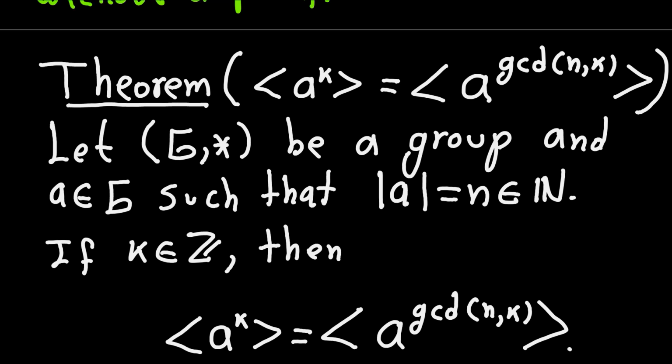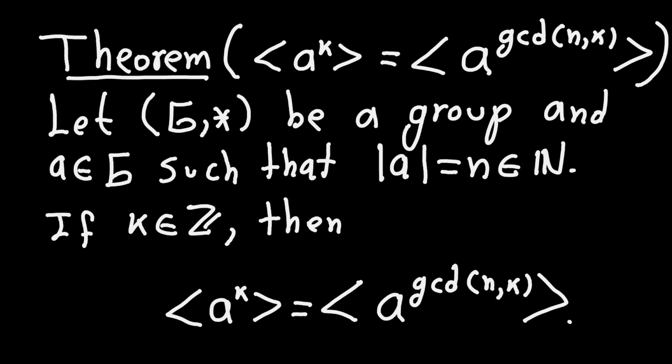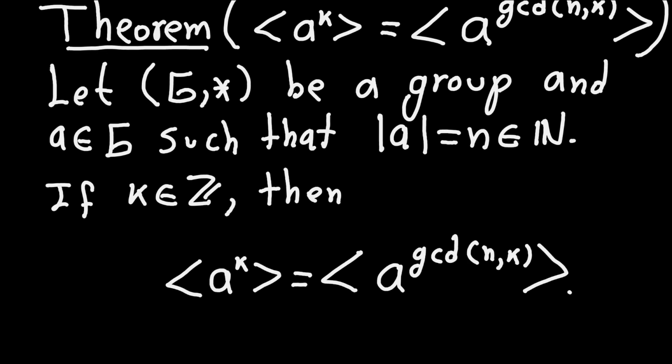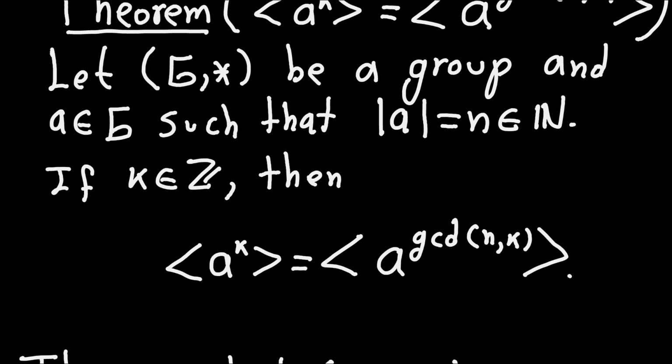All right, so let's look at the first theorem without the proof. The first theorem without proof is telling me this statement here, which I'm going to explain exactly what it means. I'm not going to give you the proof, but I'm going to tell you what it means. So if you have a group and you have an element A, which has order n, then let's say you want to look at the subgroup generated by A to the k, where k here is an integer.